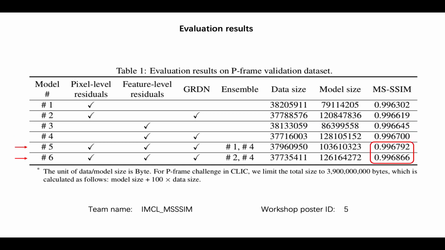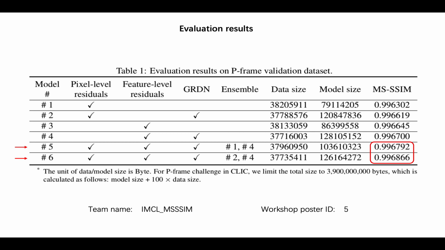Moreover, we ensemble two submodels, one with pixel residual coding and one with feature residual coding. The ensemble modeling further improves the performance, as shown in Model 5 and Model 6. Due to time reasons, we only submit the version of Model 5 for the CLIC competition. Our team name is IMCL-MSSIM, and our workshop poster ID is 5.